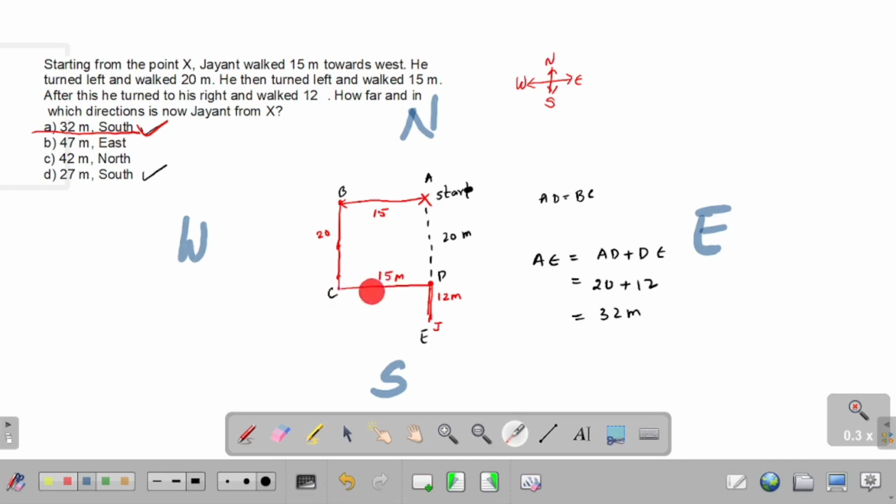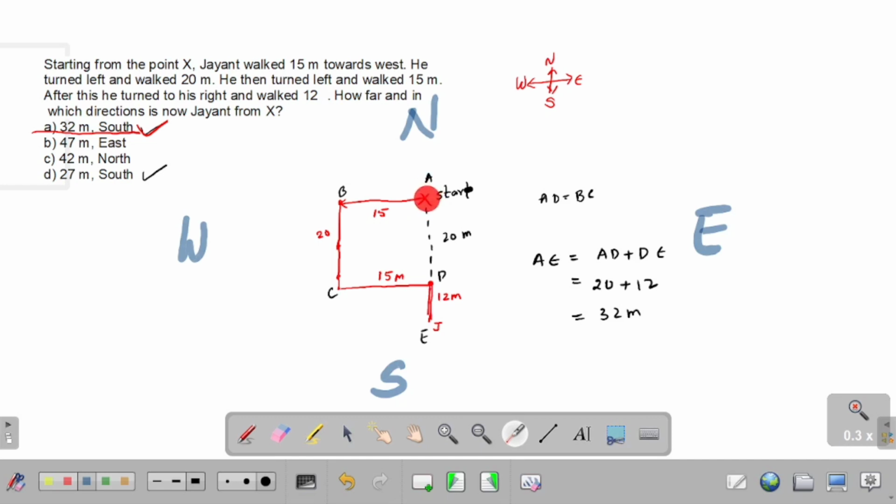How much distance did he walk? 15 meters. Then after that he turned right. This is his right. He turned right and walked 12 meters. So the question is how far and in which direction is Jayant now from X? X is nothing but the starting position.